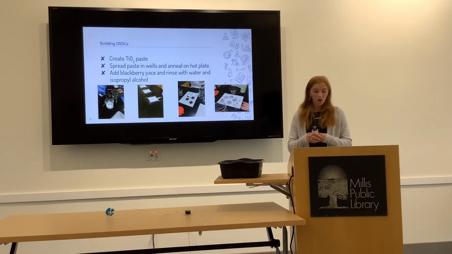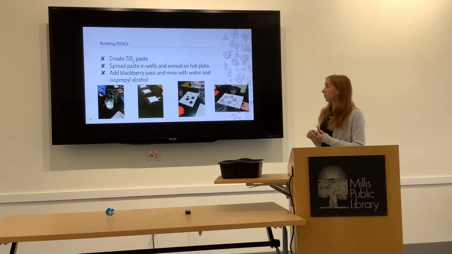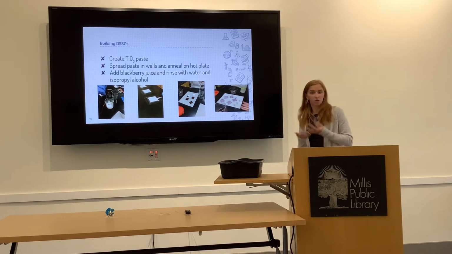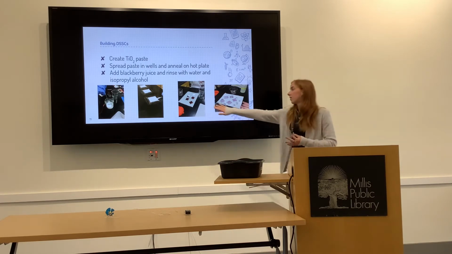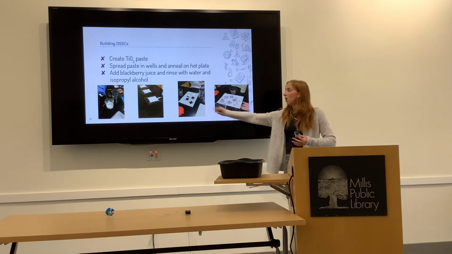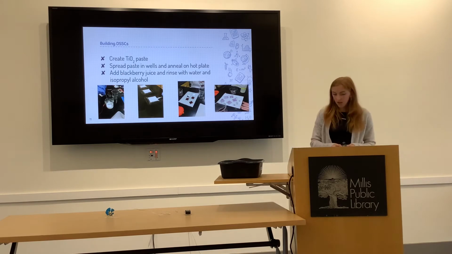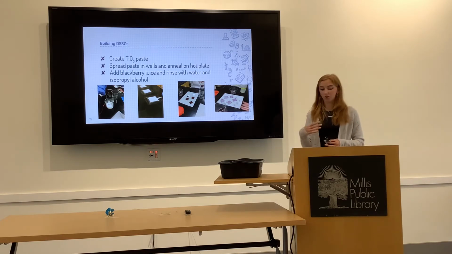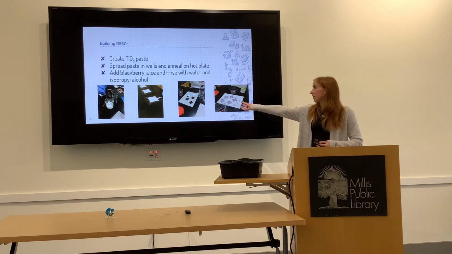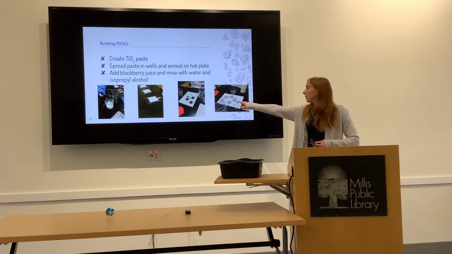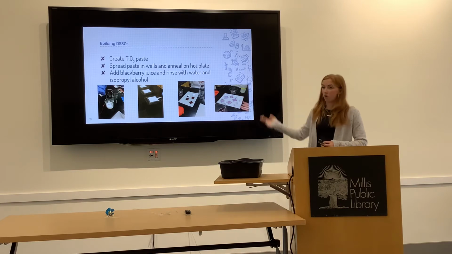Once that was done, I added blackberry juice, which I got by going to Roach Brothers, buying blackberries, and mashing them up in a beaker. I then put the blackberry juice onto the titanium dioxide, which is this third image here, rinsed with water to remove the excess juice, and then isopropyl alcohol to dry them out. And in the end, they looked like this image here. It's a little hard to see, but they're just a big square of purple on one side of the glass.